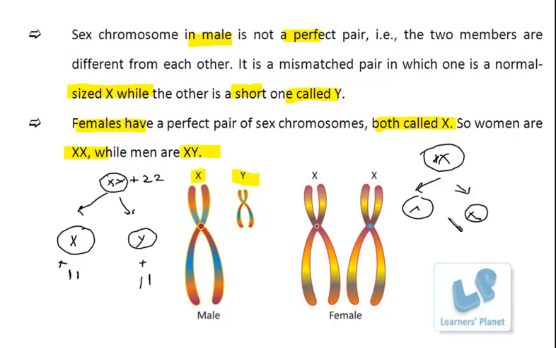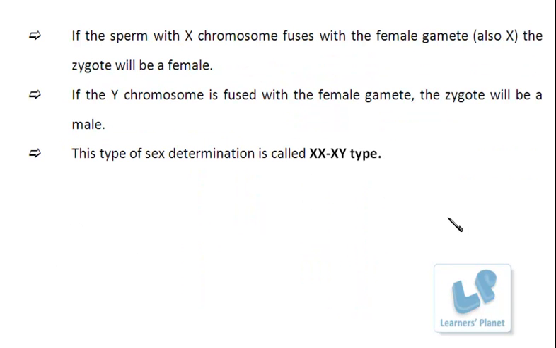Now what will happen during the reproduction? We have to find out what will be the gender of the individual, the newborn baby. We have to determine this. So how can we determine it? How can you guess this particular point? Let's see. See, sexual reproduction takes place because of the fusion of the male and the female gamete, right?